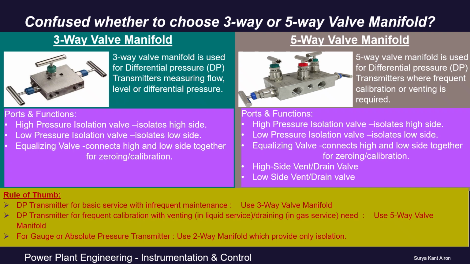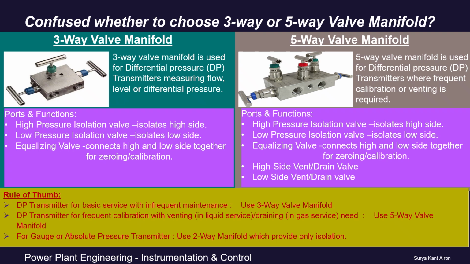However, if we talk about a five-way valve manifold, it is used for differential pressure transmitters where frequent calibration or venting is required. As the name suggests, it has five ports. One port is for a high pressure isolation valve. Second is a low pressure isolation valve. Third is an equalizing valve. These three are similar to the three-way valve manifold. In addition to these three ports, we also have a high side vent or drain valve and a low side vent or drain valve.